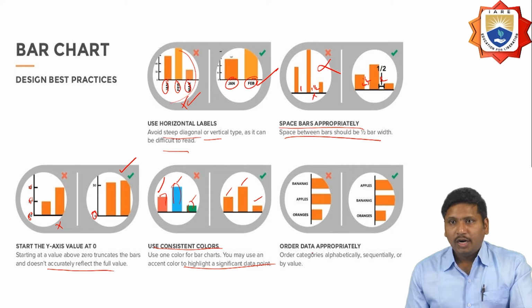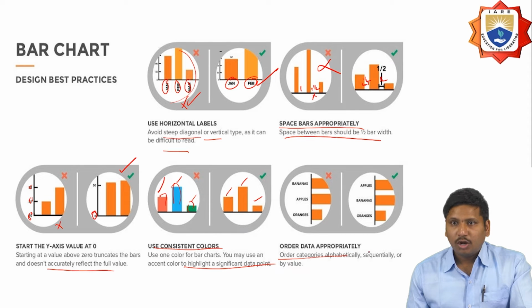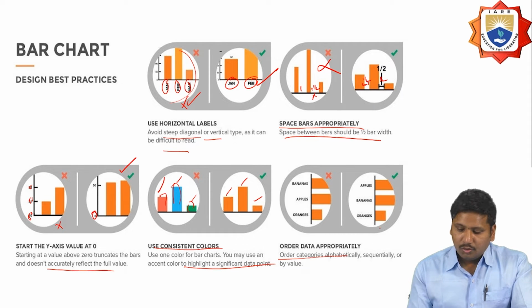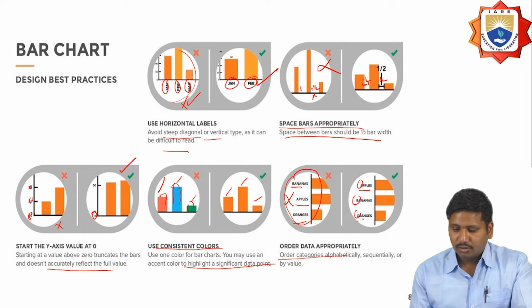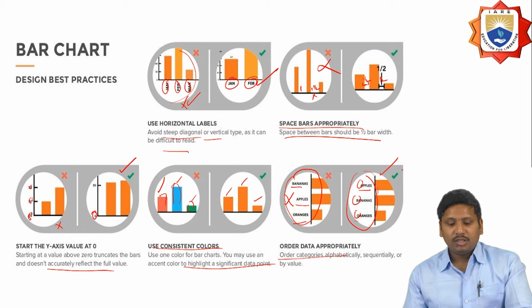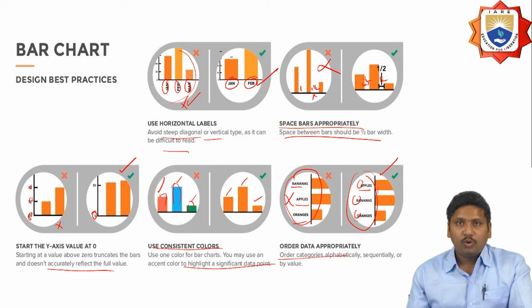And the next one is to order data appropriately. All the categories should be maintained alphabetically or sequentially. So in this bar chart, the names start with bananas, apples, and then oranges. Whatever data we are representing should be represented in alphabetical order: apples, then bananas, then oranges, like this. This should be constant. So these are some of the design practices we have to learn before going to draw the bar chart.